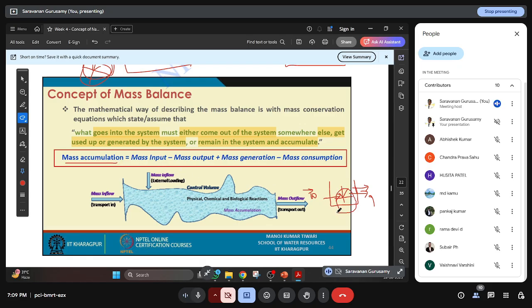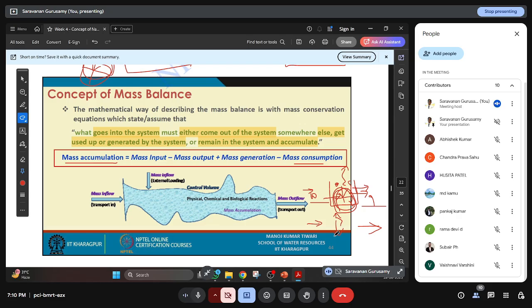The mass accumulation in the system is equal to mass coming in minus mass going out plus mass generated. If it is a solid, it may deposit. If it is BOD, it may get transformed into other forms, so CO2 will go out, and that we have to subtract. COD may be converted to another form, so that we have to add. So 10 is coming in, 9 is going out, 1 is settled. So mass accumulation equals mass coming in minus mass going out plus mass generated minus mass consumption.